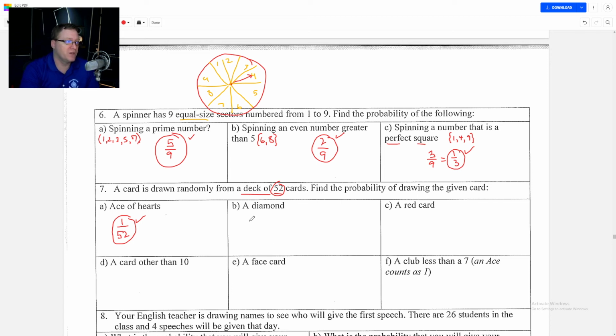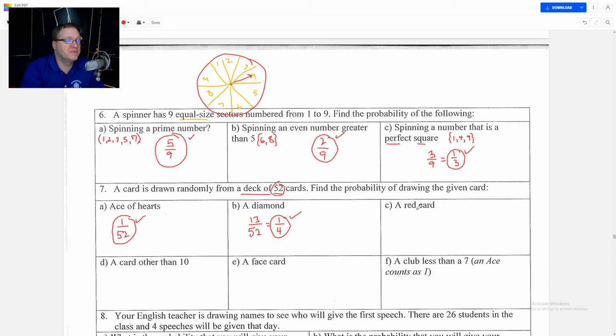13, right? There are 13 diamonds. And how many total cards are there? 52. So the probability is 13 divided by 52, which, if you reduce it, is 1/4. All right? So the probability is 1/4.